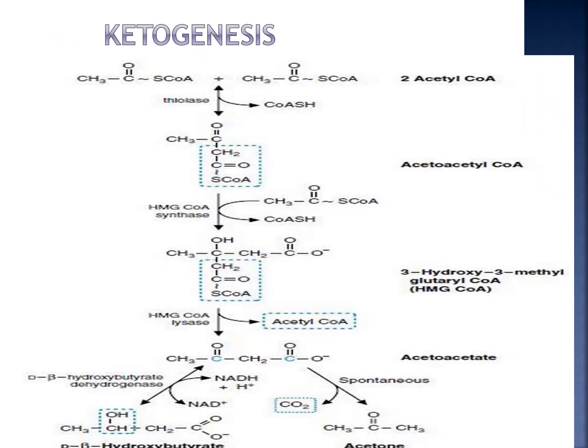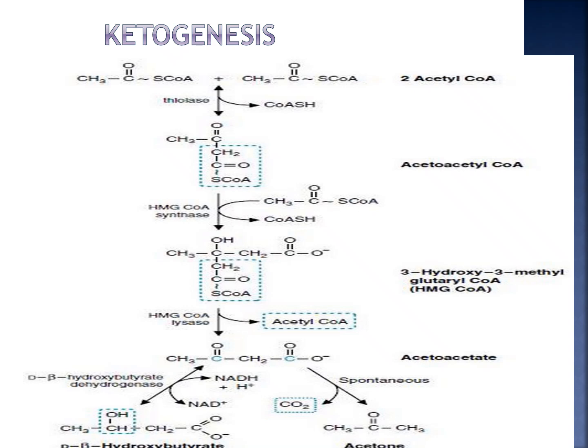These are the metabolic reactions of formation of ketone bodies. Two molecules of acetyl-CoA in the presence of the thiolase enzyme condense to form acetoacetyl-CoA. Acetoacetyl-CoA, in the presence of the enzyme HMG-CoA synthase, forms HMG-CoA. It's the regulatory step in the synthesis of ketone bodies.